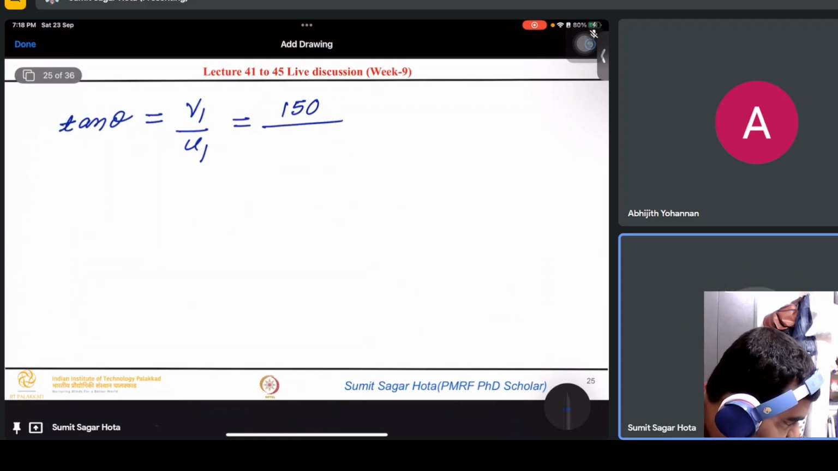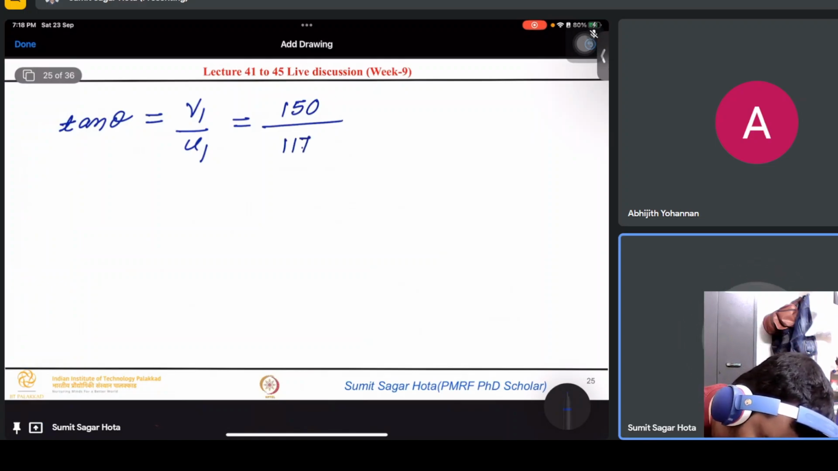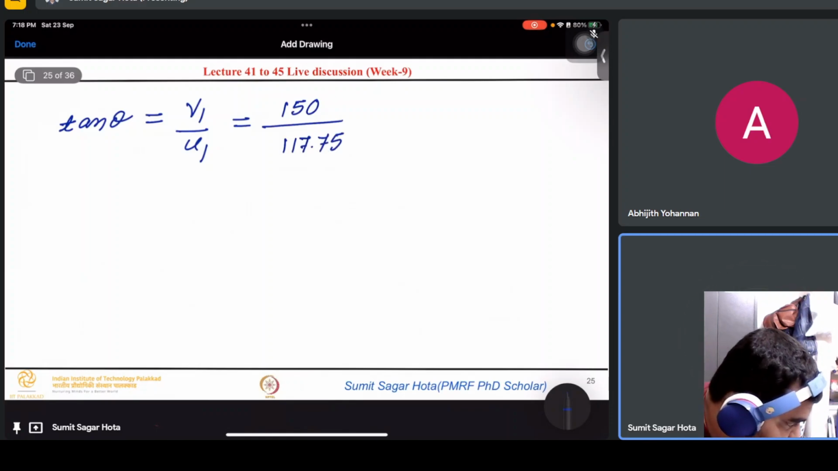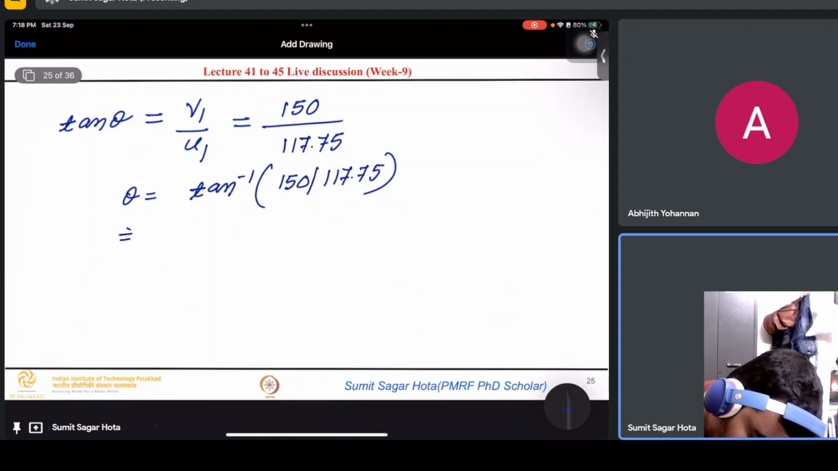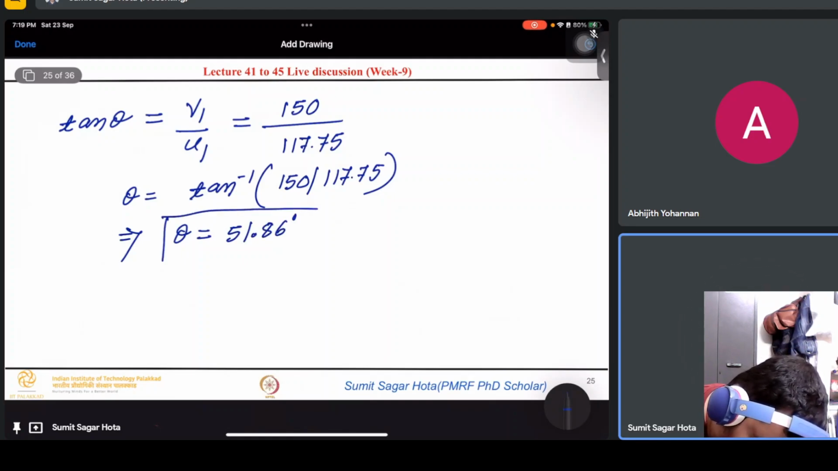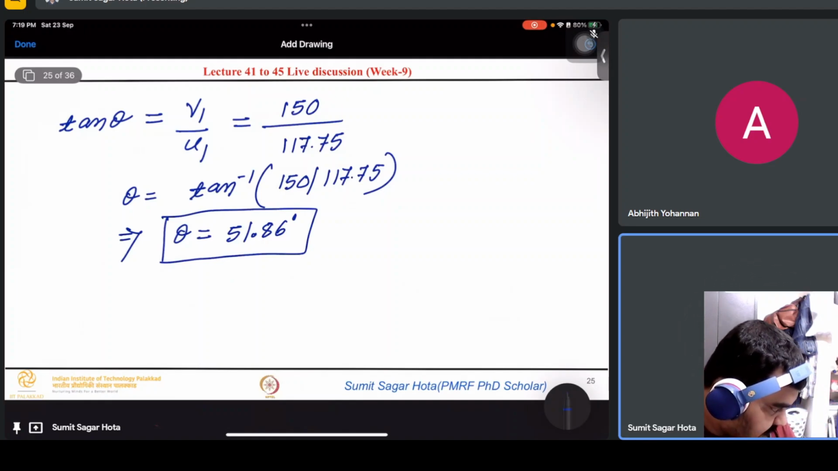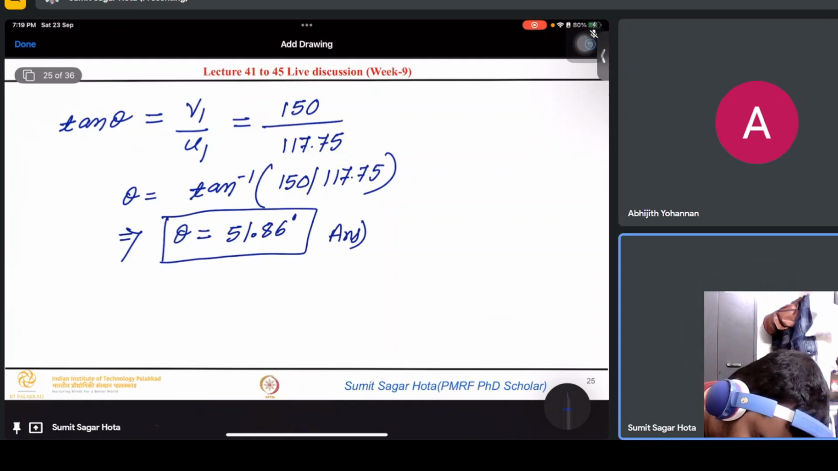V1 divided by U1. What is U1? U1 we now found out, 117.75. So when you do it, you have to take the tan inverse. So theta is equal to tan inverse of 150 by 117.75. If you do it, you get theta as 51.86 degree. This is also your answer, third bit.